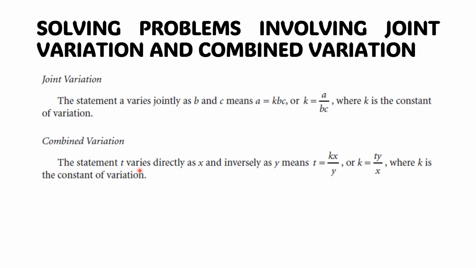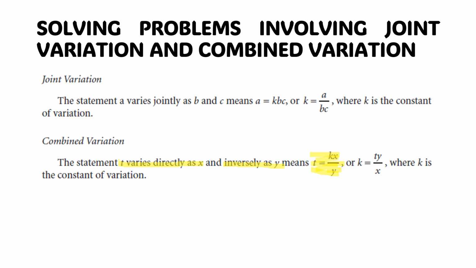So the statement T varies directly as X emphasizes a direct variation, and then this other statement is an inverse variation. So automatically the two variations are combined, which is direct and inverse. So we have this rule, T is equal to KX over Y, and to get the constant of variation, we can have K equals T times Y over X, where K is the constant of variation.